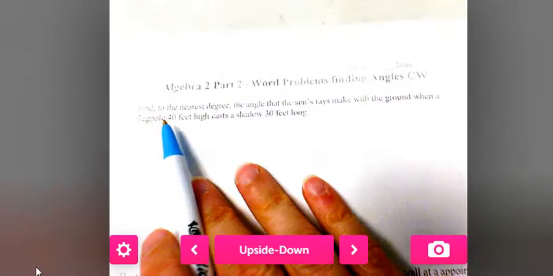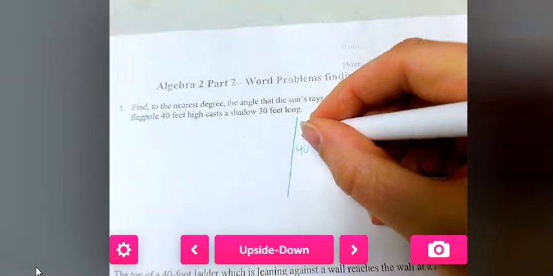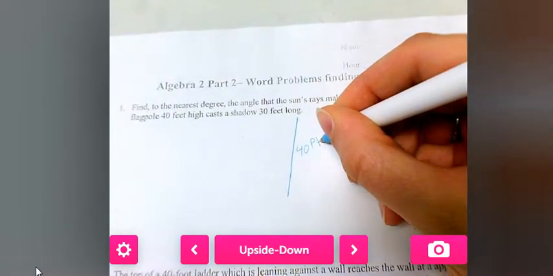Find, to the nearest degree, the angle that the sun rays make with the ground when a flagpole 40 feet high casts a shadow 30 feet long. A flagpole is going straight up and down, correct? That's where we get 40. And where would your shadow be? Is your shadow the hypotenuse? Is your shadow along the ground? It's along the ground, yeah.